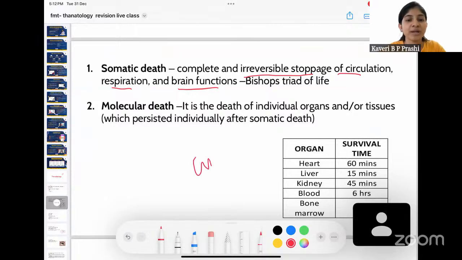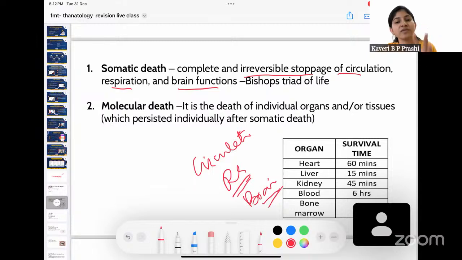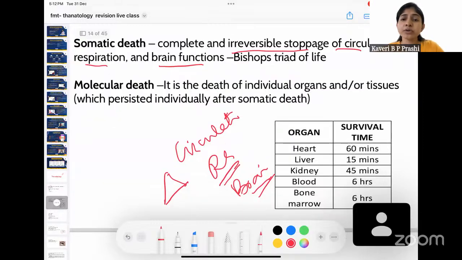Circulation, that is, blood flow is going to stop. Then respiration stops, and the brain function. When these 3 stop, it's called somatic death, and these 3 are called Bishop's triad of life. Then we have molecular death, where individual organs or tissues die. Remember that after somatic death, that is after the brain function, respiration, and circulation stop, the organs are going to survive for some time.